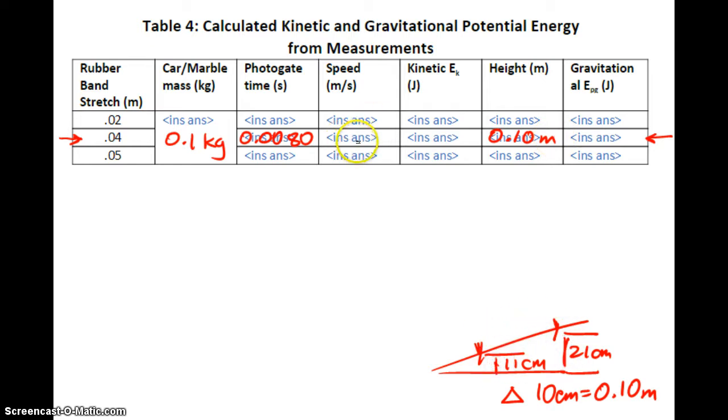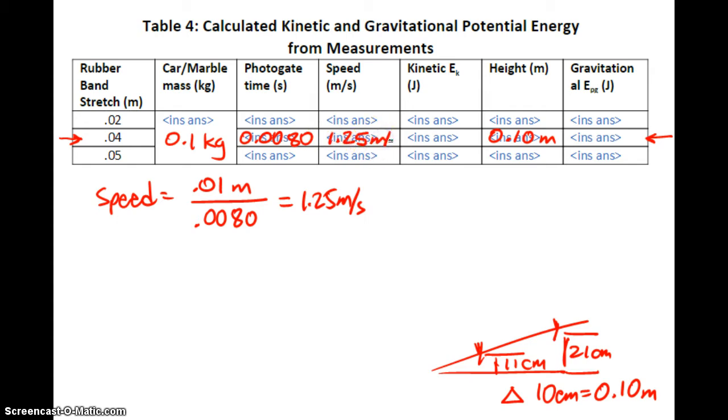Okay. Now I want to go through and figure out what these values are. Speed. For our speed, we're pretty good at this calculation now. It is 0.1 meters, the length of the tab on the car, divided by the time it takes to go through the photogate. So I have a speed of 1.25 meters per second. That's a pretty reasonable value. I'll put in 1.25. Sorry that it's written over the entry below.